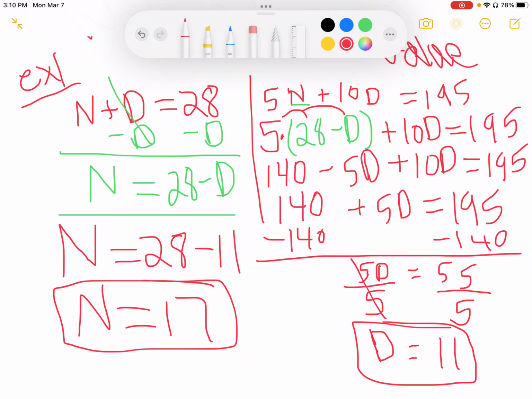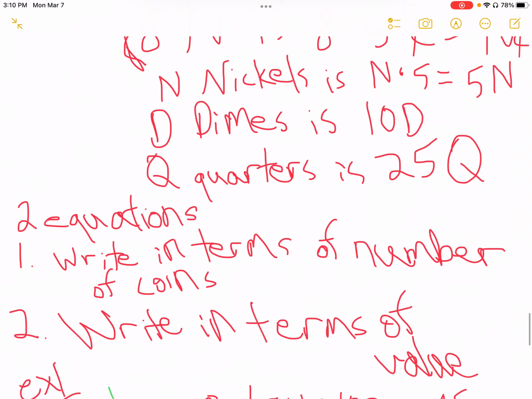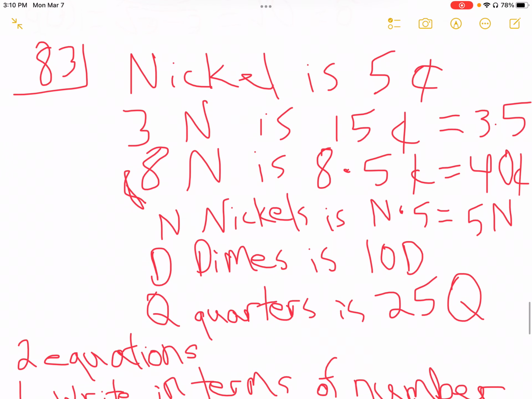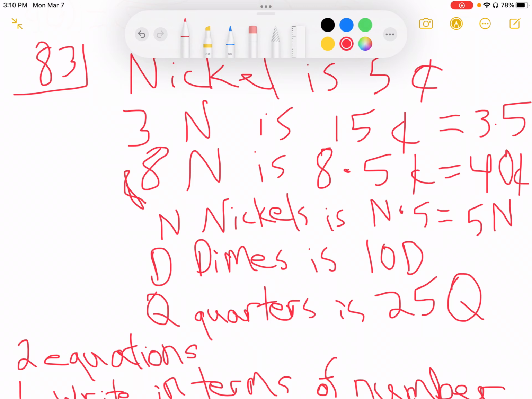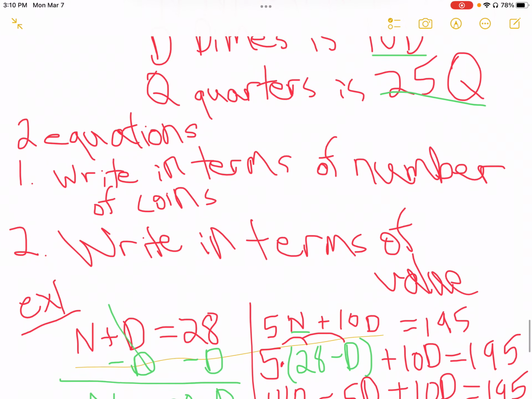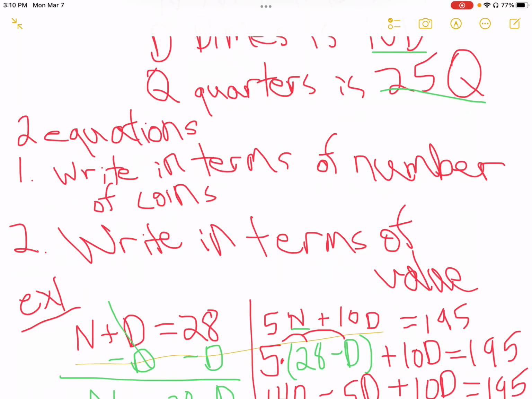So if we go back just to review our main points here, right? Our nickels are worth 5 cents, so we can represent that with 5 times n, right? This thing right here, represented with 5n. Our dimes are worth 10 cents, so we can represent it with 10 times the number of dimes we have. Quarters can be represented by 25 times q. And then back over here, we're going to write our two equations, right? Our first one is in terms of number of coins, and then our second is in terms of value, and that's what we did right here.